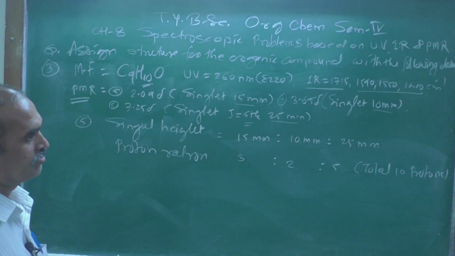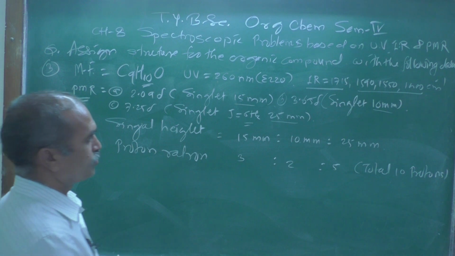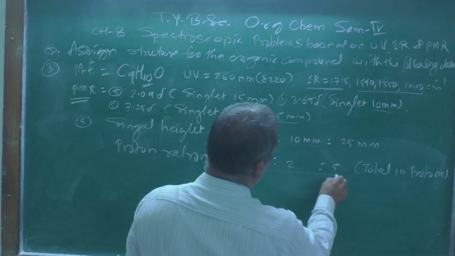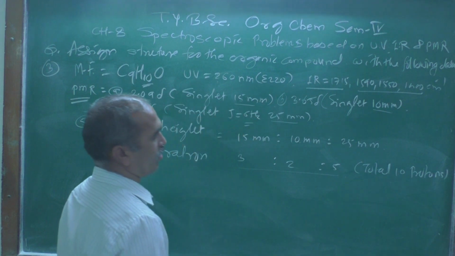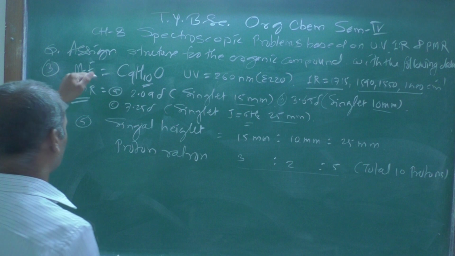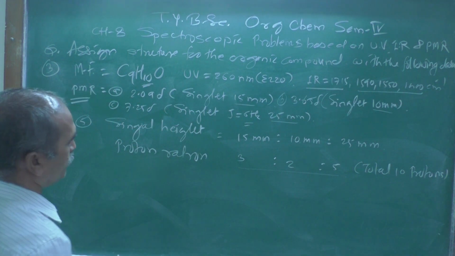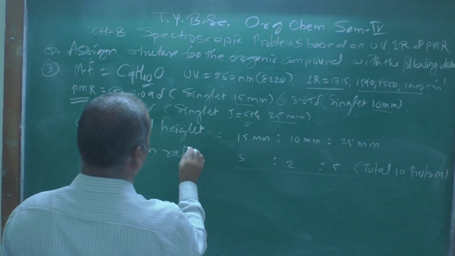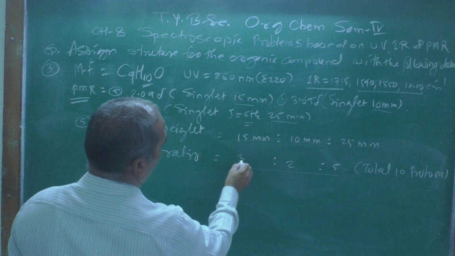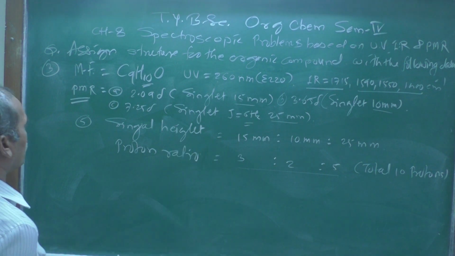So there is no printing mistake at all. You have to match: the total number of protons is 10, and the molecular formula also contains 10. In this way you have to calculate the proton ratio here, and therefore it comes as 3 is to 2 is to 5, the total becoming 10.